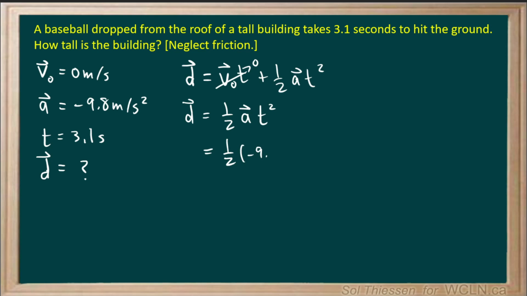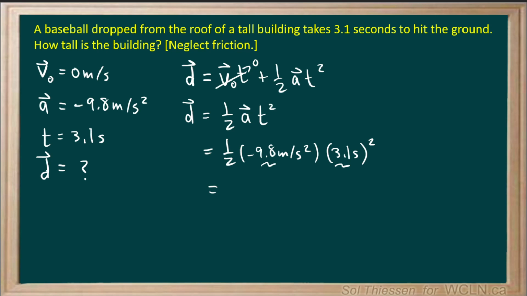Acceleration is negative 9.8 meters per second squared. Time is 3.1 seconds, and that is squared. Now keep in mind that we want to have 2 significant figures in our answer here, since each of these has 2 significant figures, and multiplication is the only operation going on here, and this 1/2 can be considered exact.